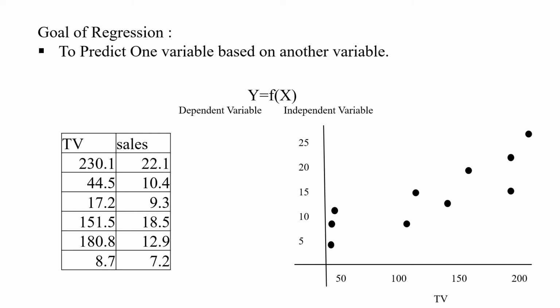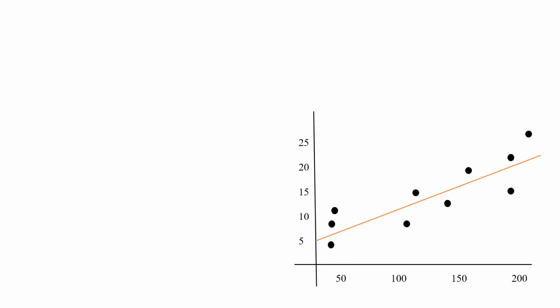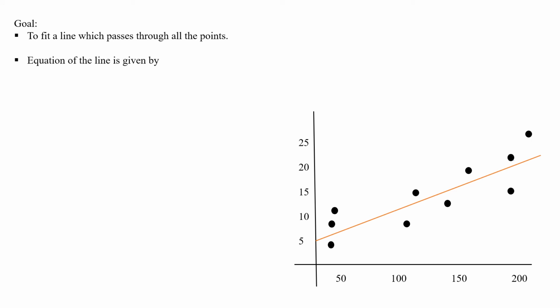Now, the easiest way to find out a relationship is a linear relationship. All relationships are a bit complicated, but it is very easy to understand a linear relationship intuitively as well as mathematically. So what is our idea over here? To fit a line. What kind of line do we have to fit? We have to fit a line which passes through all the points. So we want to fit a line which looks something like this. So what is our goal? To fit a line which passes through all the points.